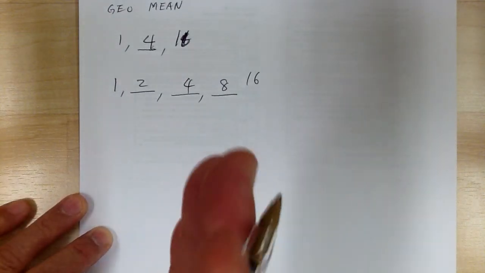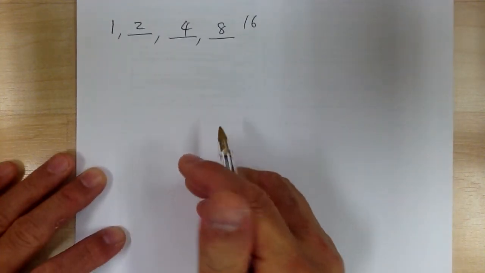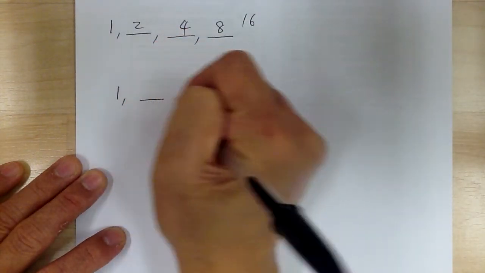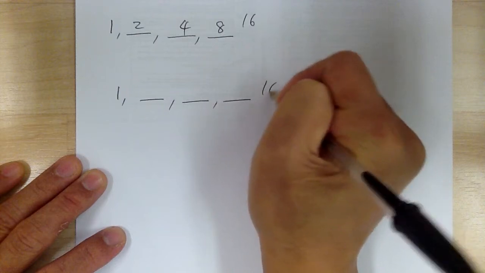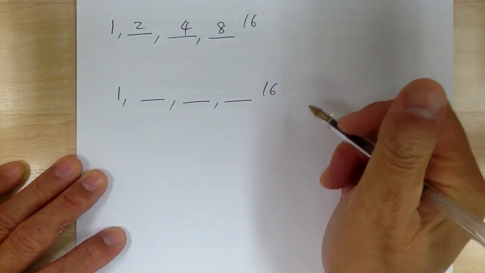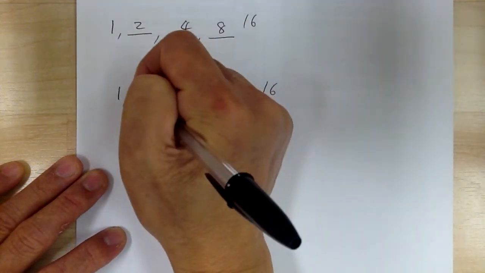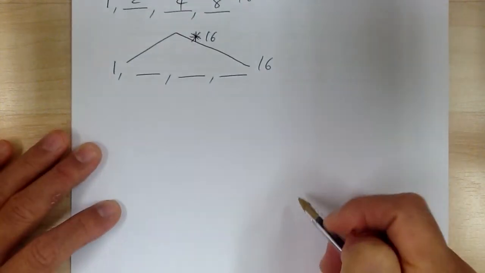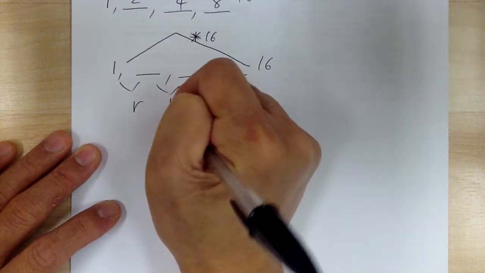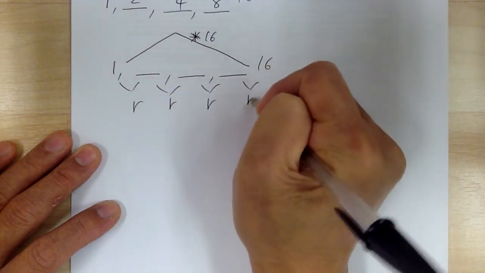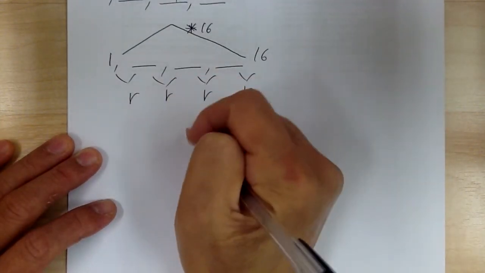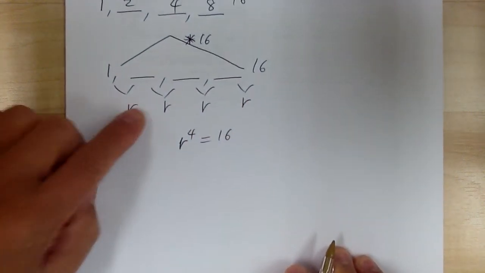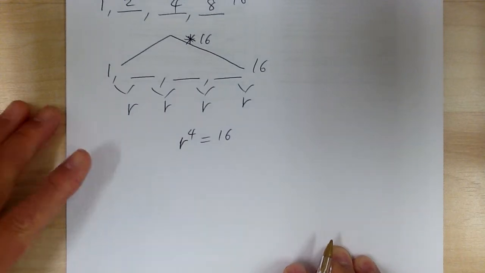But if there's no middle term, let's use the same example. What you do is use the ratio. From here to here, it's multiplied by 16. From here, that's R, that's R, that's R, that's R, right? So in this case, R to the 4 power equals 16. Okay, R to the 4 equals 16, right?